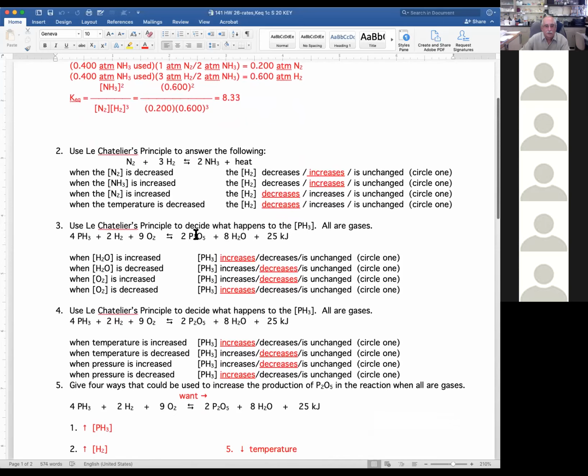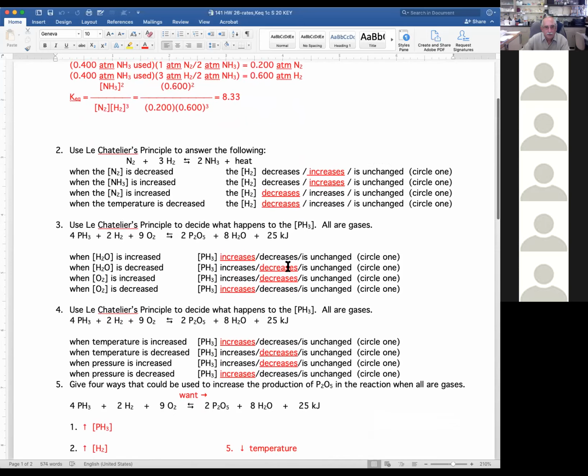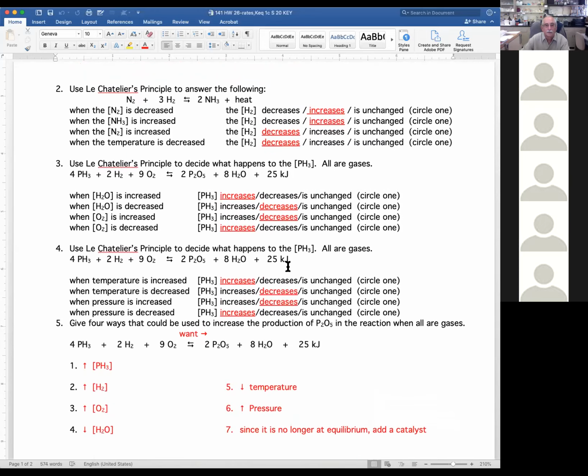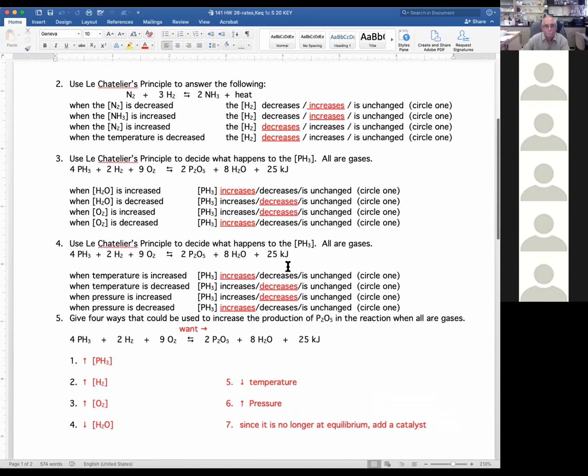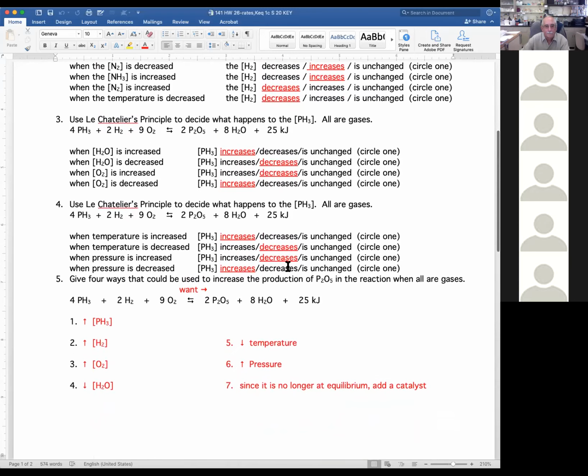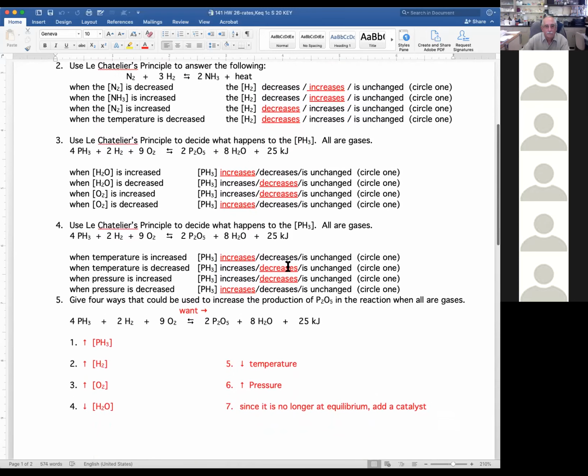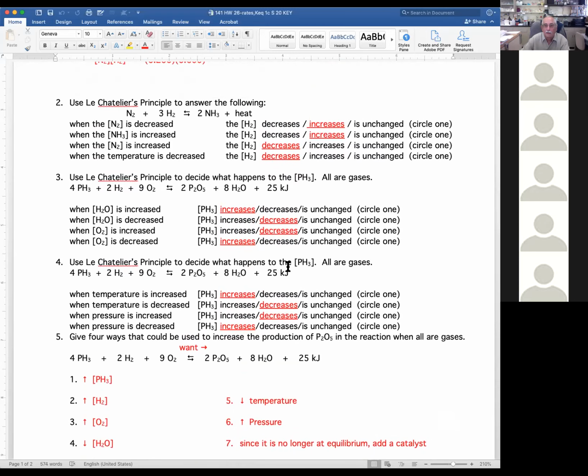So anybody have any questions on any of these, Le Chatelier's principle type problems? I have a question. When would it ever be unchanged? Never. Okay. Yep.